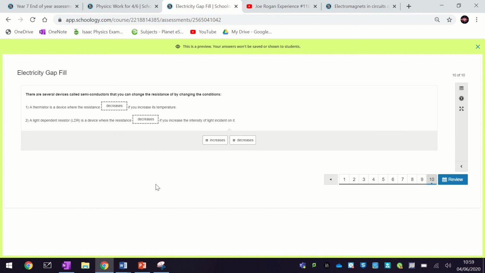Because what actually happens in both of these cases is you release more free electrons in the conductor itself, and more free electrons means you get a higher current or a lower resistance. So that's what's actually going on there.